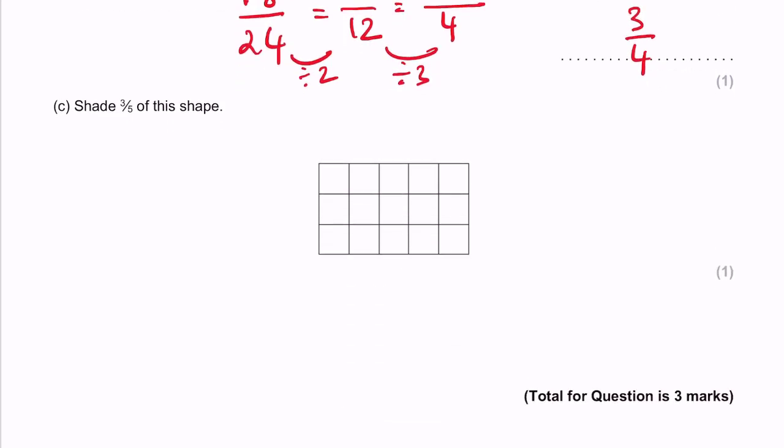Shade 3/5 of this shape. So 3/5 of this shape. So we have 1, 2, 3, 4, 5 on each row. I'm going to shade in 3. 3 out of 5. We shaded in 3/5 of this shape. And this question was total of 3 marks.